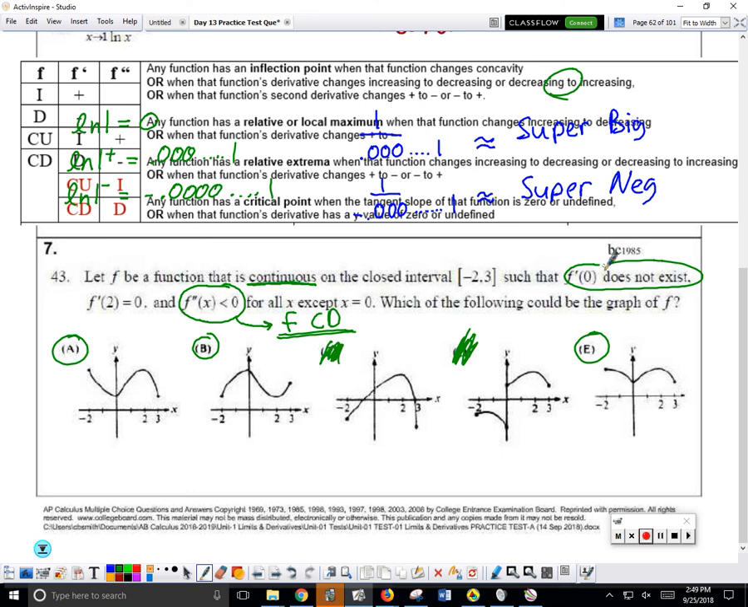Taylor, you're up. Oh, okay. The first two are concave down the whole time, they switch from concave down. There you go. Oh. That makes sense.